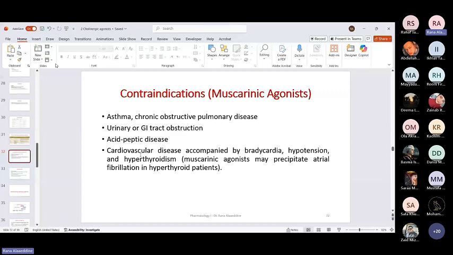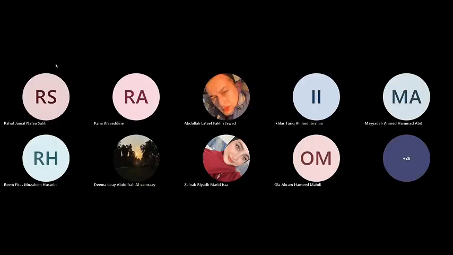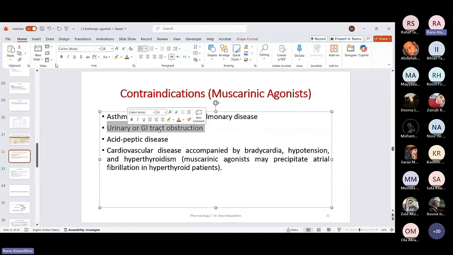And why is that the case? The muscarinic agonists cause bronchoconstriction. That's right. This is number one. If someone is having any form of obstruction in the urinary bladder or GI tract, it will be painful, because now we're provoking more movement of the smooth muscle, so this is not good.